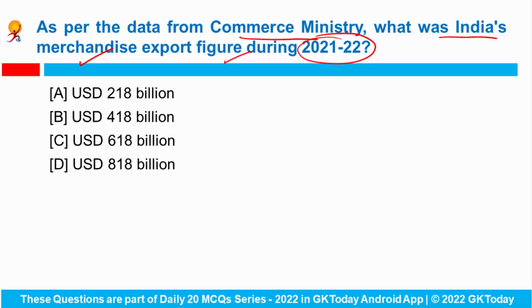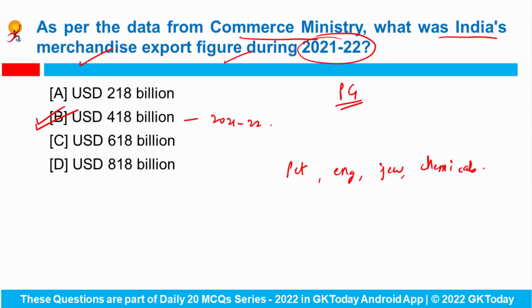22? So Commerce and Industry Minister Piyush Goyal announced that India's merchandise export has risen to a record high of $418 billion in 2021 to 22. And this rise is due to the higher shipment of petroleum products, engineering goods, gems and jewelry, and chemicals.